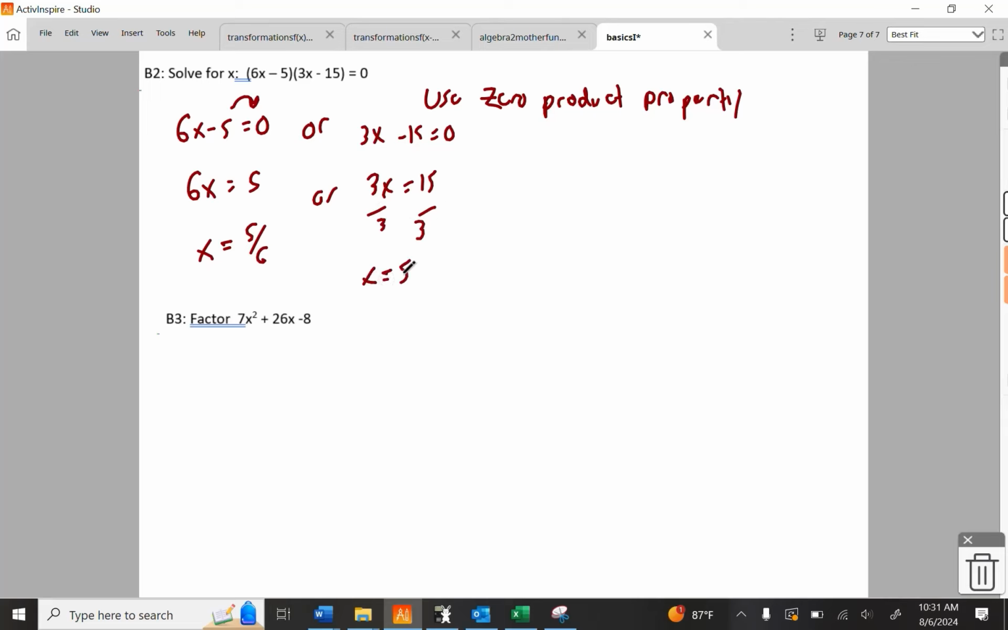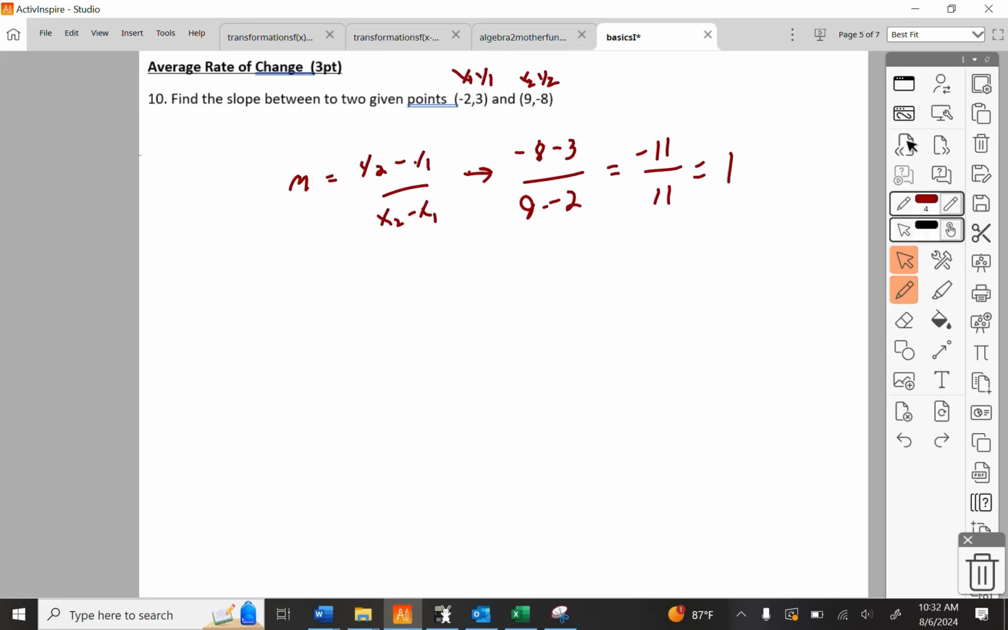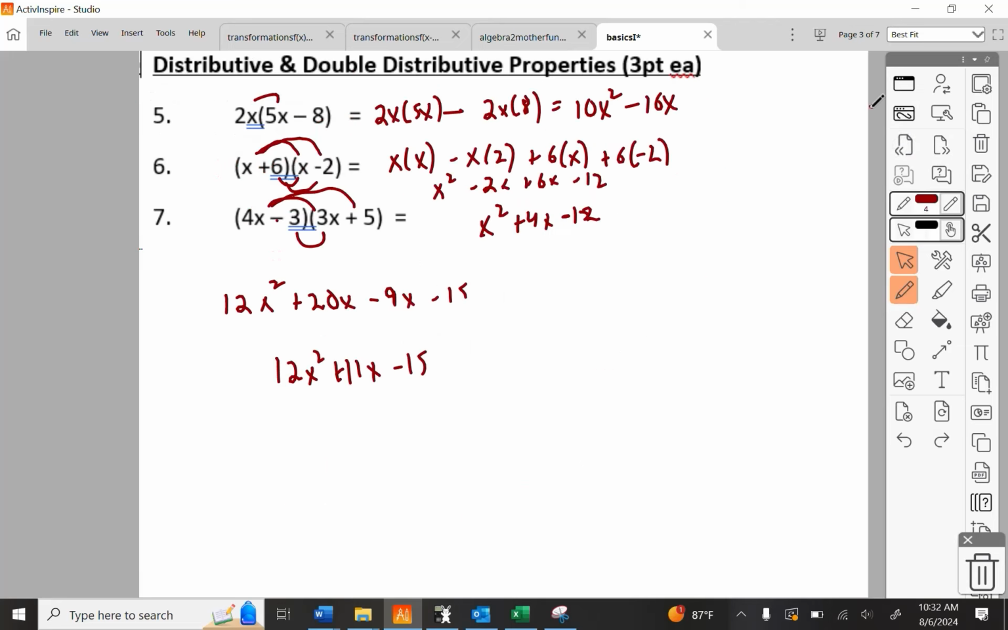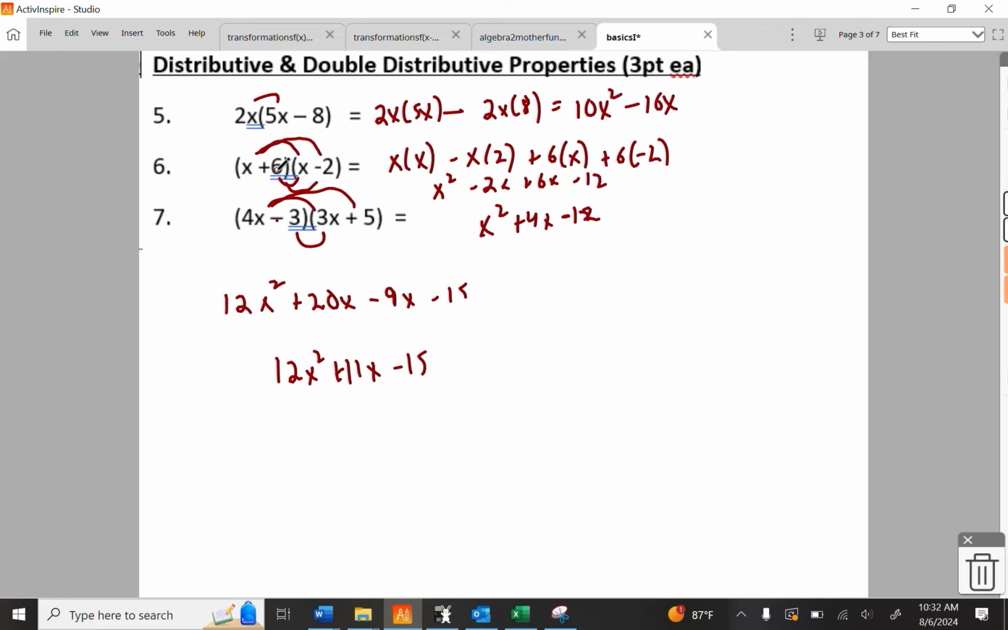Then we have a factoring problem. This factoring is huge. If you can't factor, then you will probably, your grade letter will be the first letter in factor. Factoring is going to be basically reversing something like 7 or 6. That's what factoring is. Figuring out what two things multiply together to get you the result.